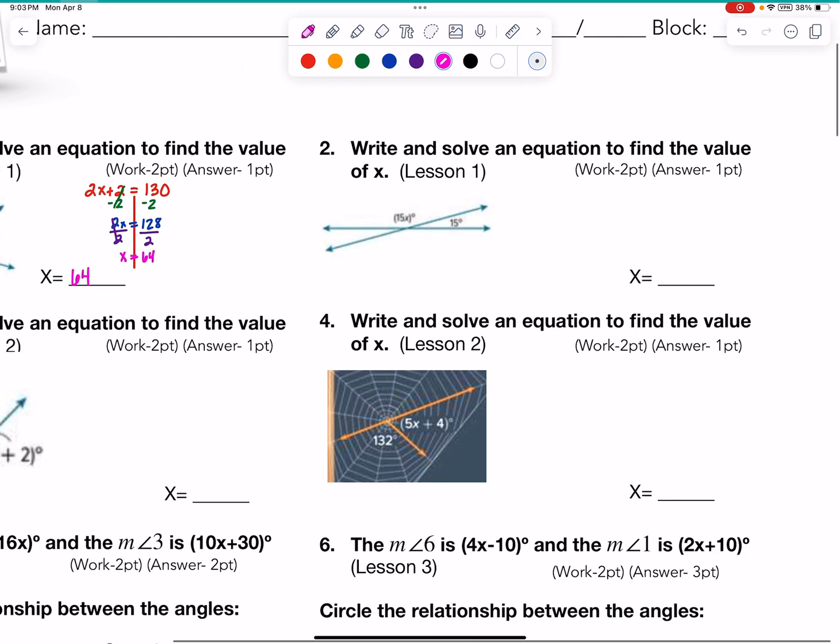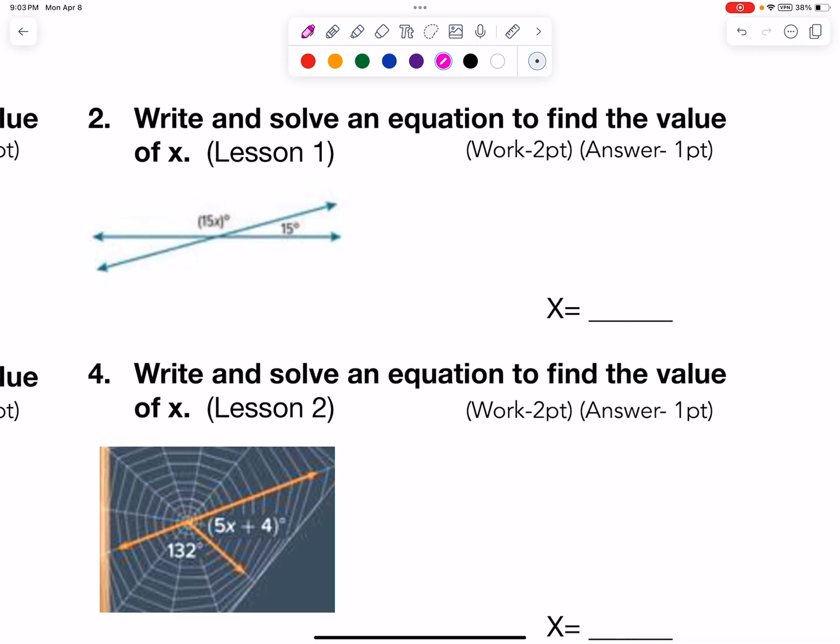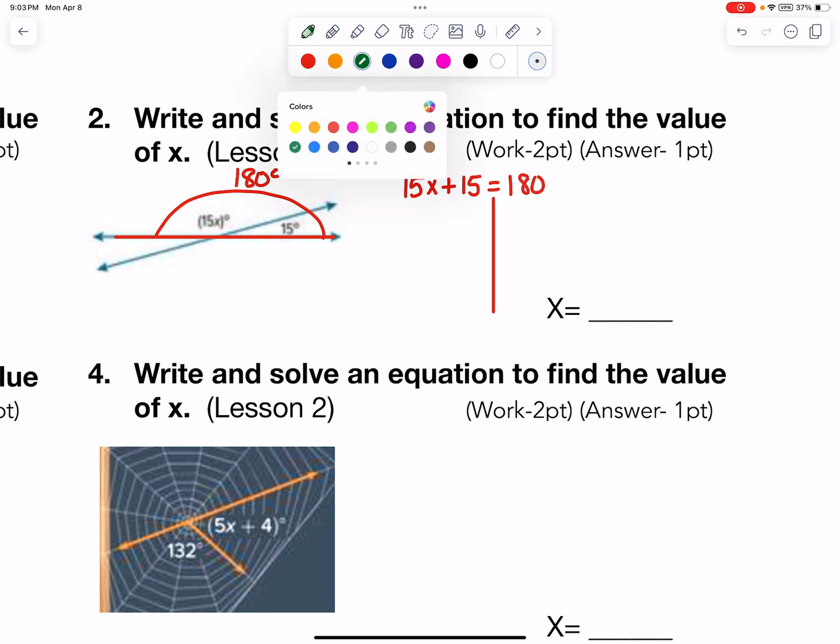Okay, number 2, write and solve an equation to find the value of x. I'm looking at my relationship, and I see the x here, but there's nothing over here, so it's not vertical angles. So if I go like this, I see both of these are on a straight line, and I know that they equal 180 degrees when we add them together, because they're supplementary angles, and supplementary equal 180 degrees. And so we can write the equation 15x plus 15 equals 180. And let's go ahead and solve for x.